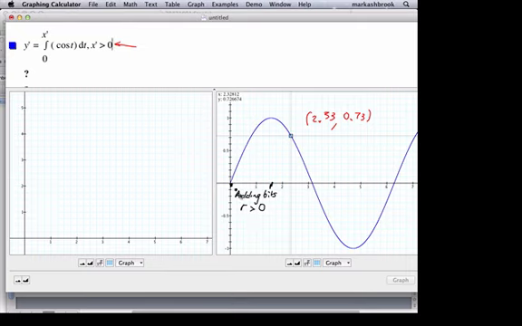And so how will that graph? If the rate is positive, what will we see in the rate function? What will we see in the rate function if the rate is positive? How will that show up? Above the x-axis. Right. Above the horizontal axis.